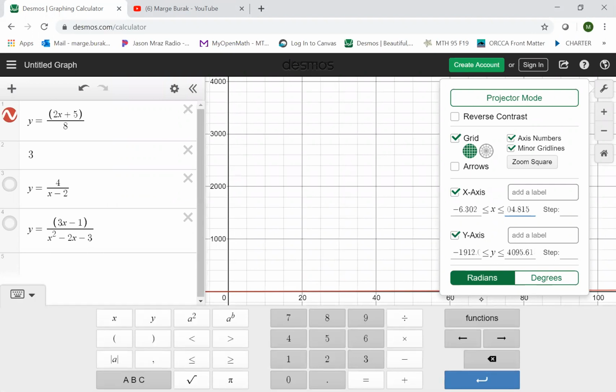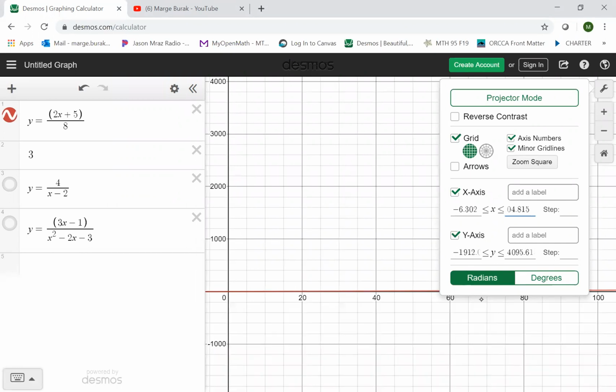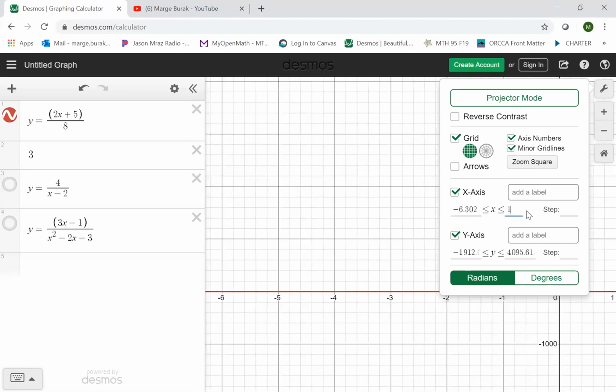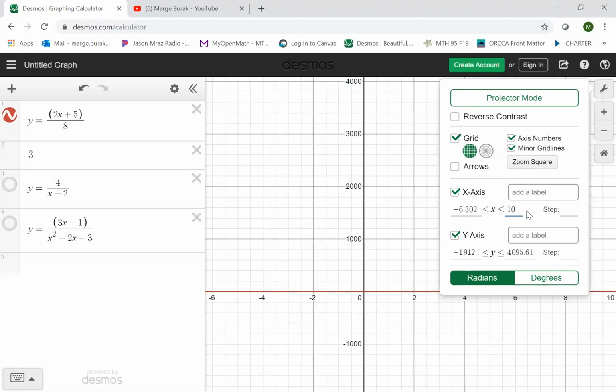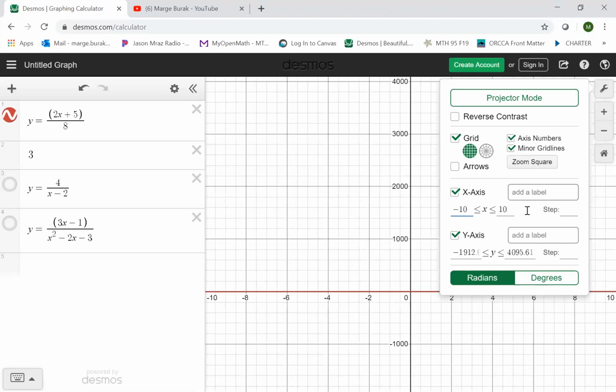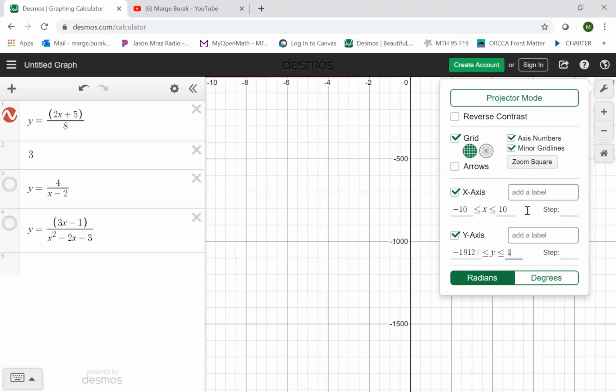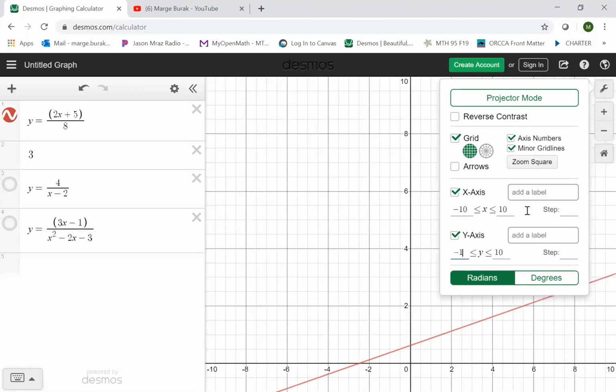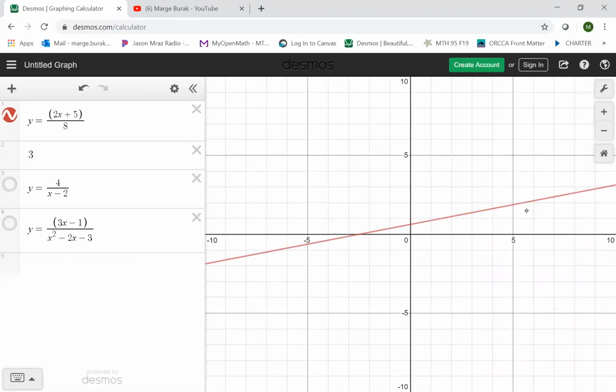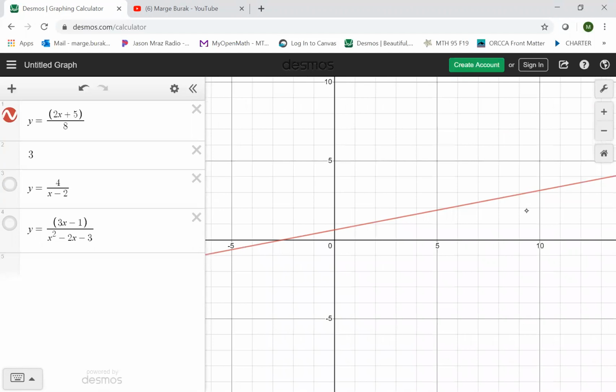And so what we're going to do is, here's a little lesson on getting a good viewing window. Sometimes the whole thing lights up if you just type in 10. There, see the whole thing lit up there. And then same thing with the y-axis. Let's just put positive 10 on the high, negative 10 on the low, and I think we'll be okay on this. Okay, so you see this is a linear graph, so there is no problem, no domain restriction.